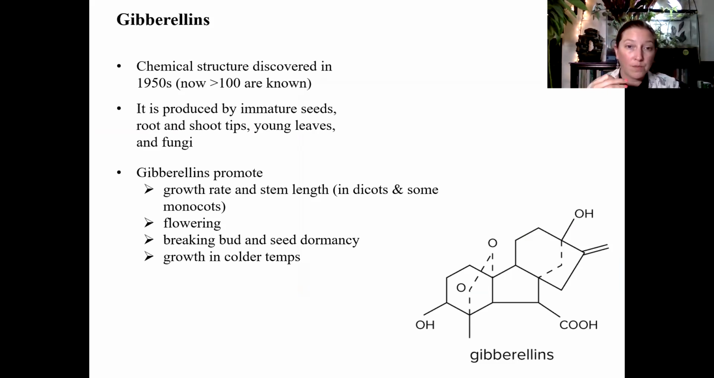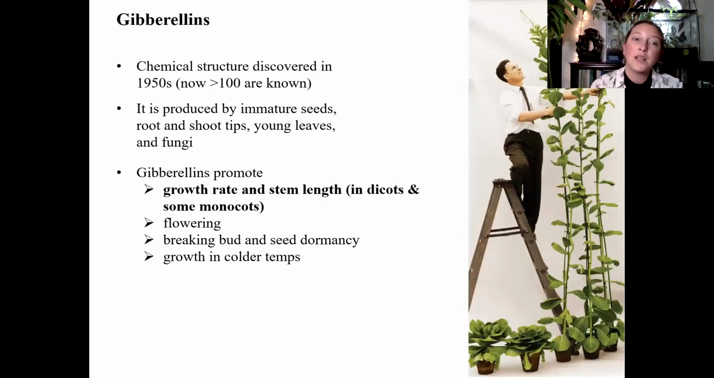Gibberellins promote growth and stem length. They promote flowering. They make buds open, and they cause seed dormancy, so they make seeds hold off on germinating, and they allow plants to grow in colder temperatures as well. Just to be clear, auxins and gibberellins are plant hormones. These are hormones that the plants make themselves, that they naturally make. So gibberellins promote growth rate and stem length.